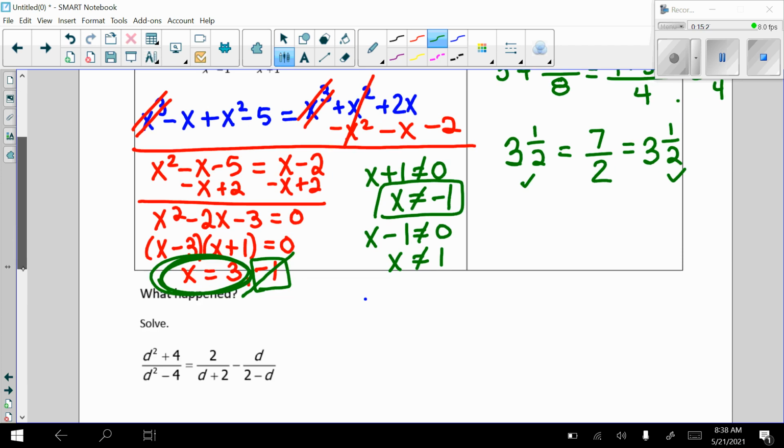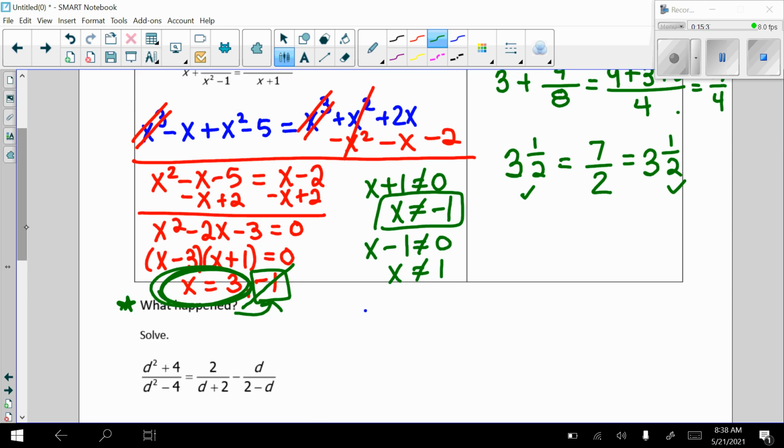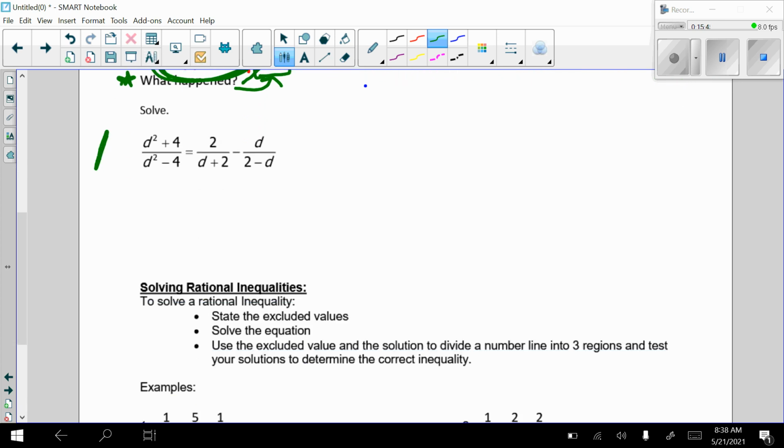Okay. So I wrote here what happened, and that's just that the negative 1 was an extraneous solution. It wound up being one of the values that we could not have. So here's what I want you to do. I just want you to solve this problem right here. See what you get for an answer.